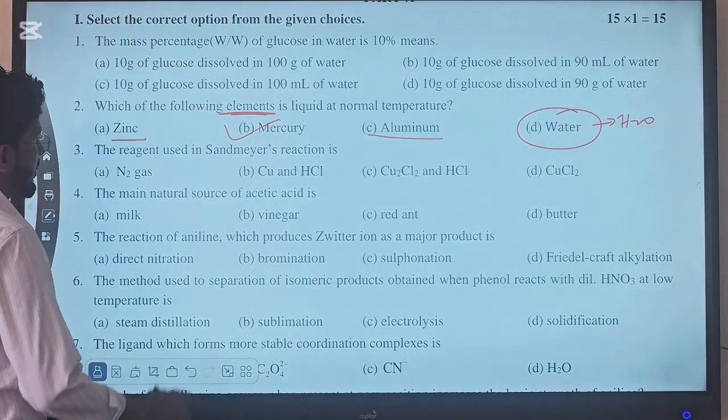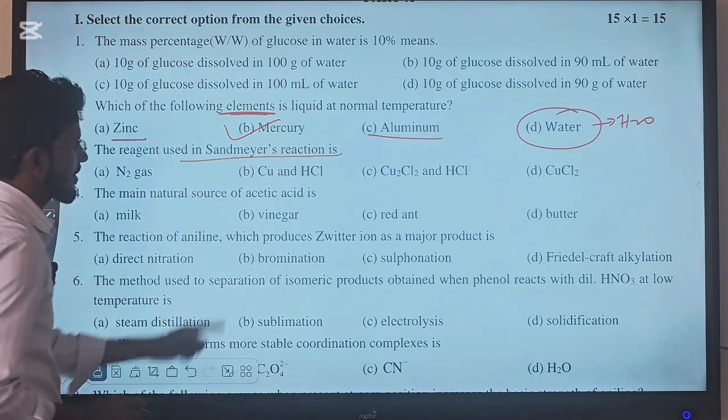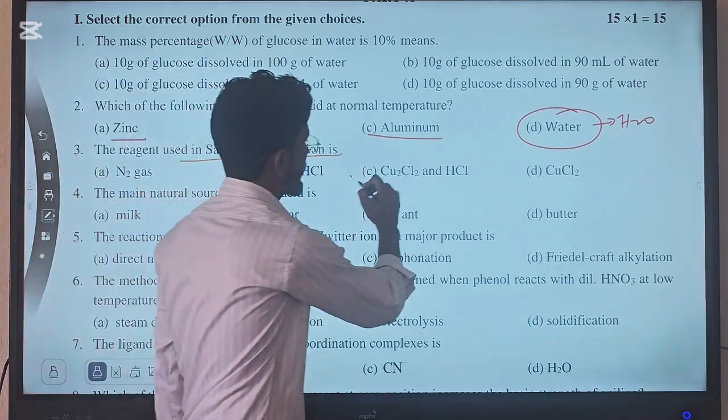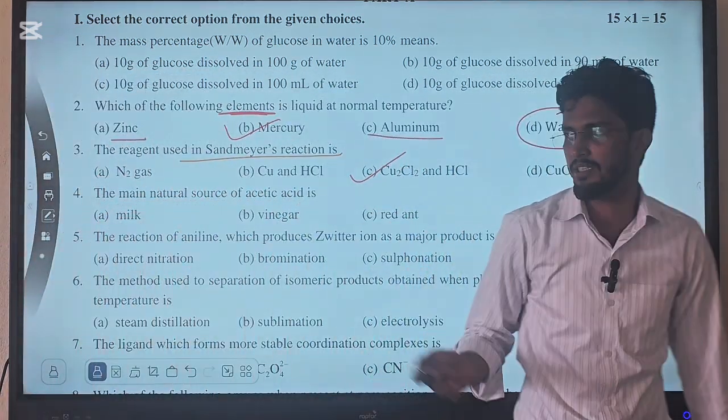Now, reagent used in Sandmeyer reaction. In the Sandmeyer reaction, which reagent is used? CO2, Cl2 and HCl. Obviously simple.